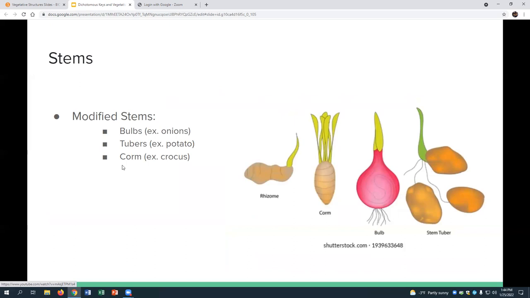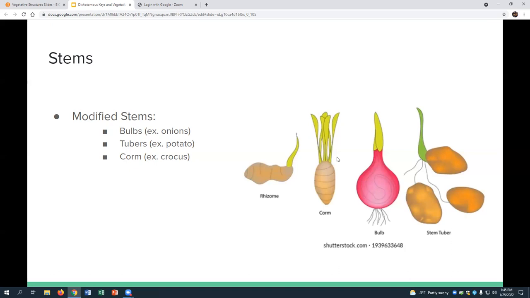Next, we have some structures that are actually modified versions of stems. They're things we typically would associate with roots, which is why I'm letting you know that they're technically part of the stem. So bulbs, tubers, and corms are modified versions of the stem. Here we have our onion. The onion itself is a bulb. You know how the onion has those hairy little rootlets coming down? Those are the actual roots of the plant that are getting the nutrients, pulling up water. The bulb itself, the storage organ, is a different structure.